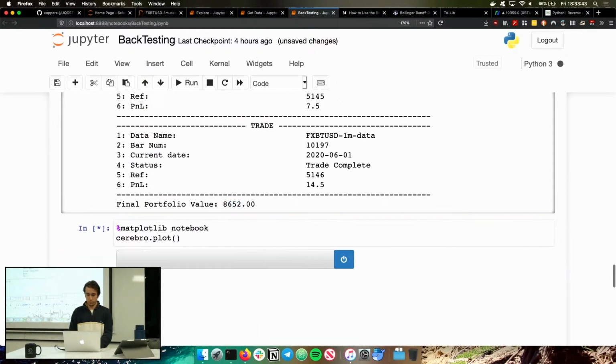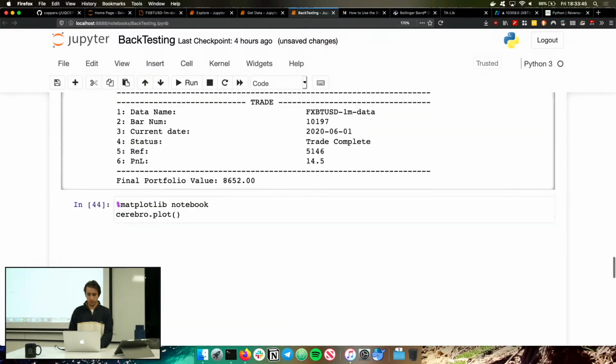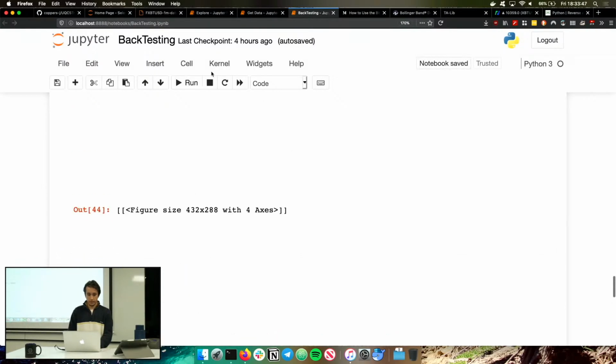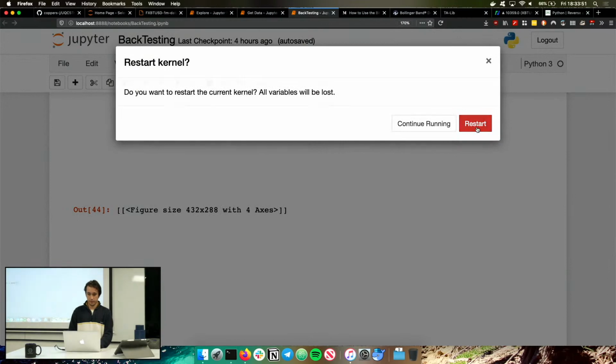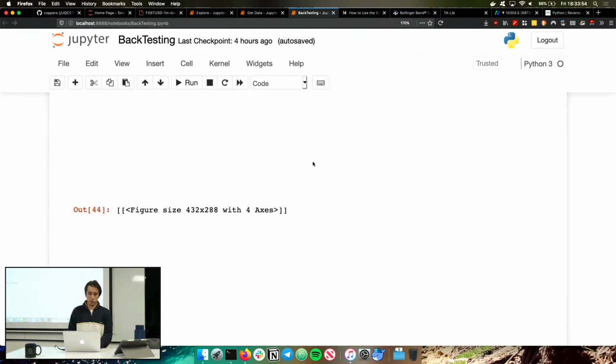Here we can plot. I might have to restart the kernel to get the plot to work. But here, what it will do is plot every time we bought and sold, so we can inspect.